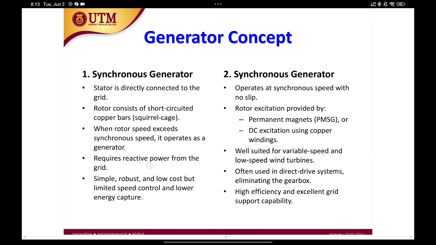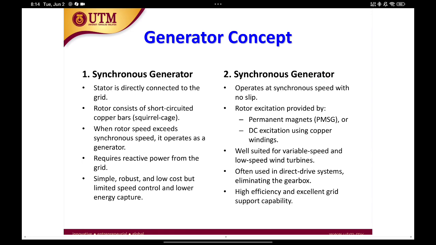It requires reactive power from the grid. It is simple, robust, and low cost, but has limited speed control and lower energy capture. That is the limitation. The speed difference cannot be very high. The speed cannot be more than the synchronous speed by much, and because of that, it is very hard to capture energy, especially at low wind, because the speed needs to be faster than the synchronous speed.